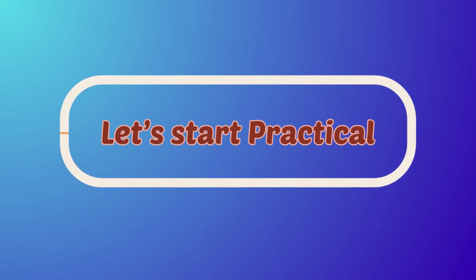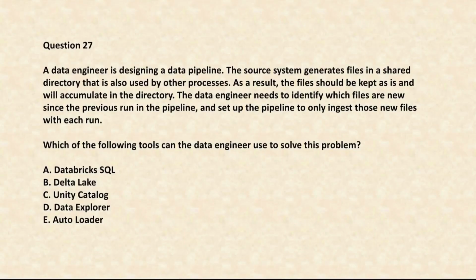So let's get started. A data engineer is designing a data pipeline. The source system generates files in a shared directory that is also used by other processes. As a result, the files should be kept as is and will be accumulated in the directory. The data engineer needs to identify which files are new since the previous run in the pipeline and set up the pipeline to only ingest those new files with each run. Which of the following tools can the data engineer use to solve this problem? It could be Databricks SQL, Delta Lake, Unity Catalog, Data Explorer, or Autoloader.